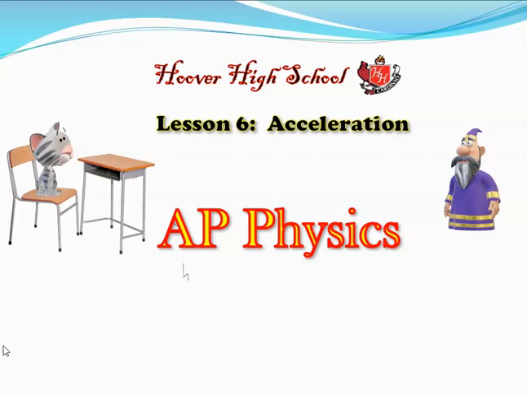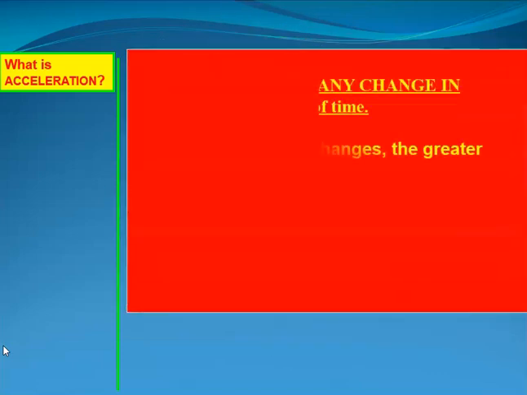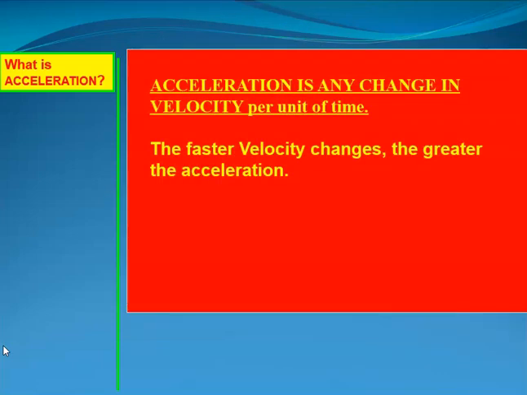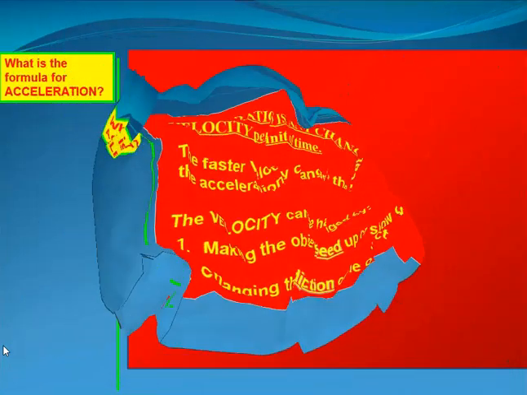AP Summer, this is Lesson 6 on acceleration. So what is acceleration? Acceleration is any change in velocity per unit time. The faster velocity changes, the greater the acceleration. The velocity can be changed by either 1, making the object speed up or slow down, or 2, changing the direction of the object.